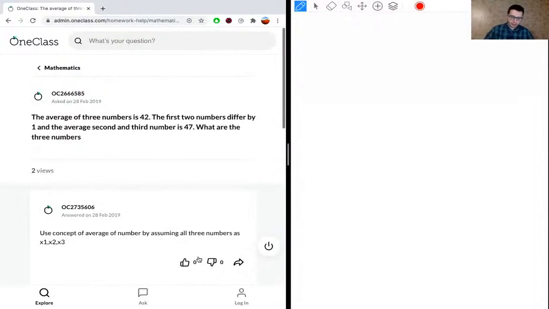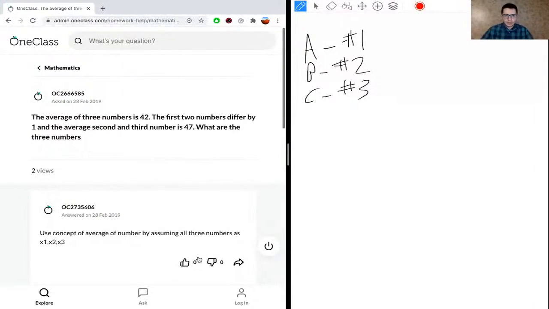So we'll define three numbers. Let's just change the color here. So A is number 1, B is number 2, and C is number 3.